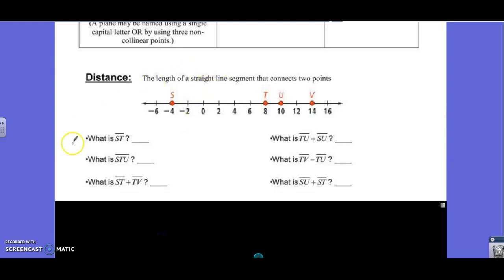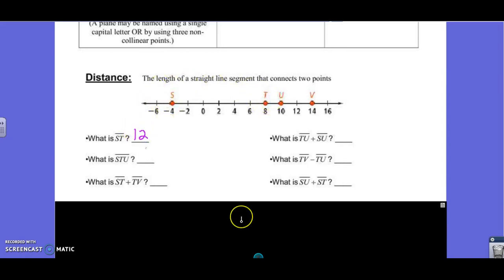So if I say, what is ST, and this is actually a word that I'll define on the next page, so I jumped the gun a little bit. That line above it means segment ST. So the first question is just asking us for how far, how long, what is the distance between points S and T. So you can count 2, 4, 6, 8, 10, 12. You can subtract. We know we're going from 8 to -4 or from -4 to 8. And the difference between those two numbers is 12.